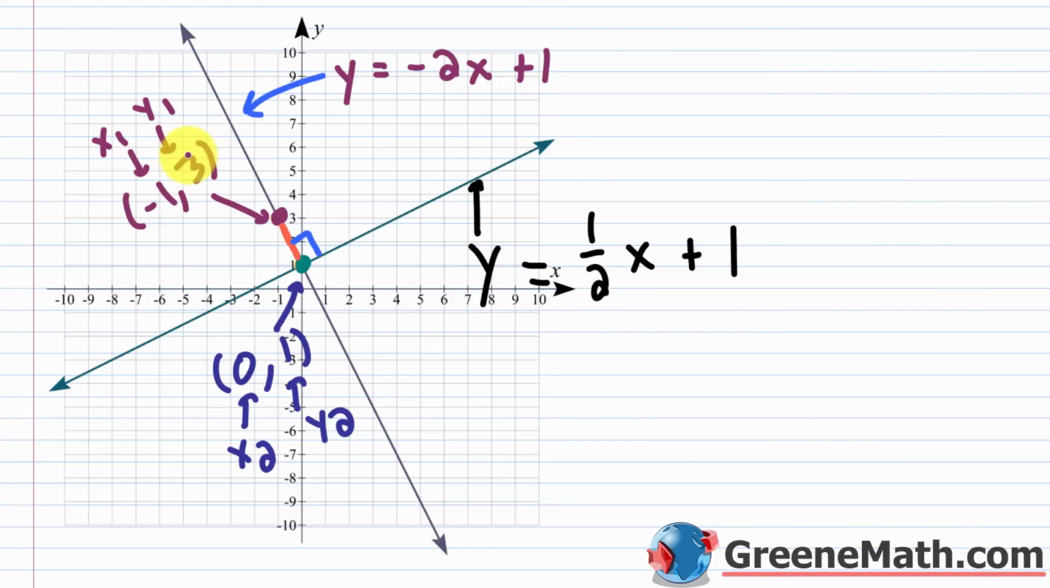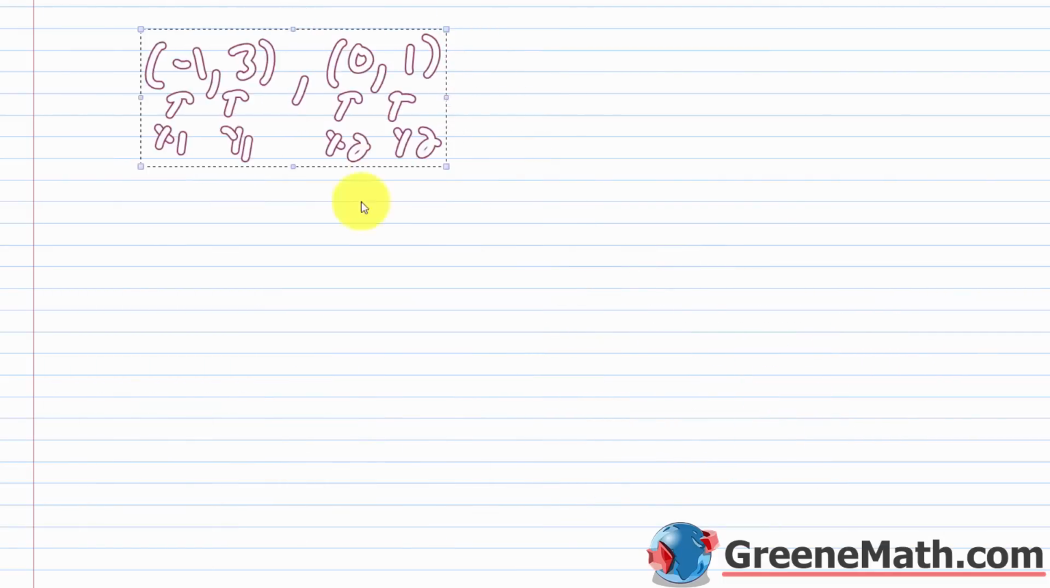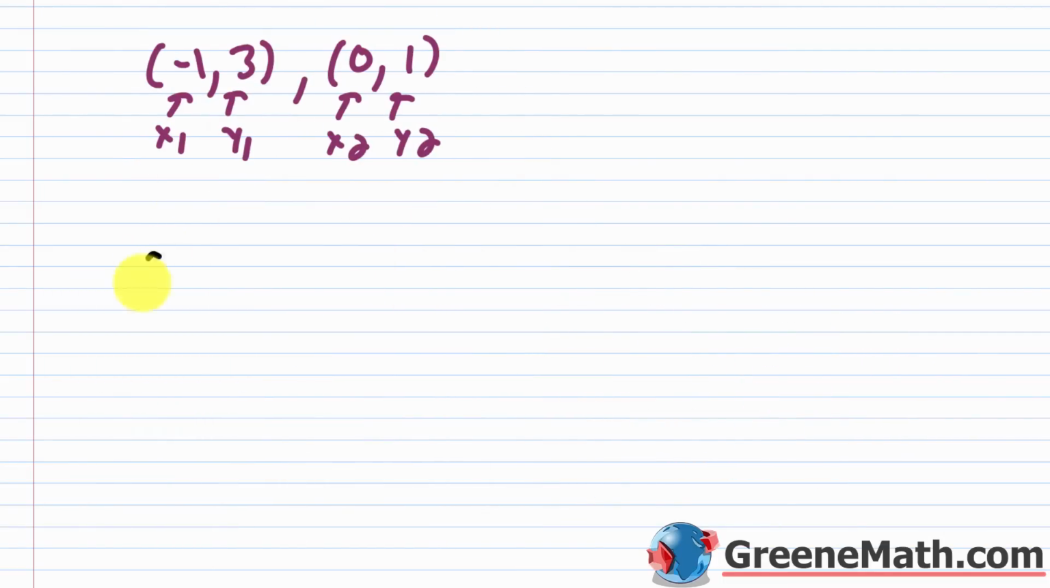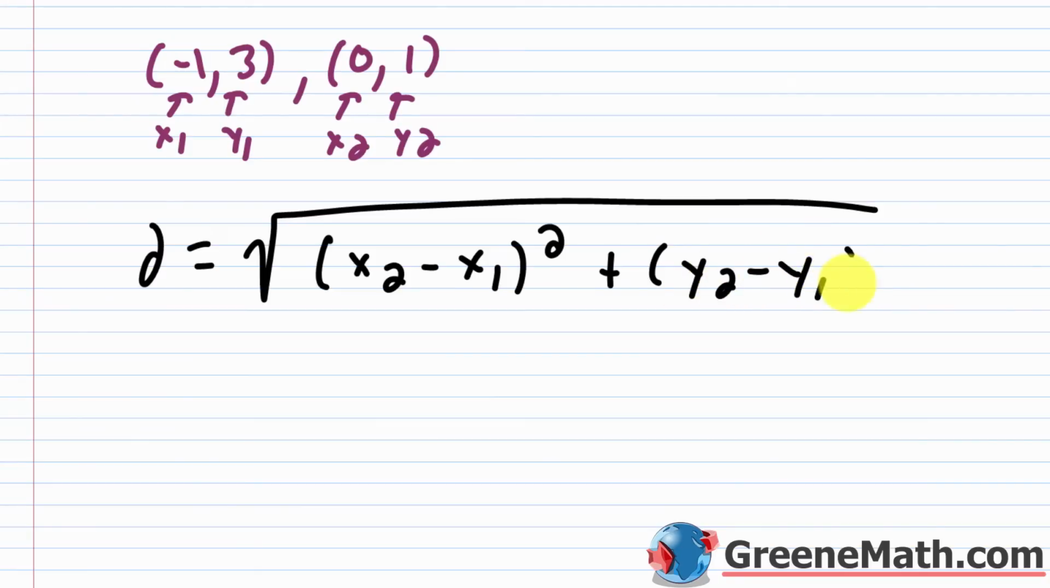So now that we have this point, and we know our coordinates, you could just plug into the distance formula. So you have (negative 1, 3). Again, this is x sub 1, y sub 1. And then we have (0, 1). This is x sub 2, y sub 2. Okay, let me grab this and let me paste this in. Okay, for the distance formula, I think we all know this is the square root of x sub 2 minus x sub 1 quantity squared plus y sub 2 minus y sub 1 quantity squared.